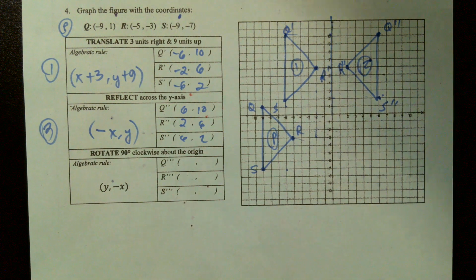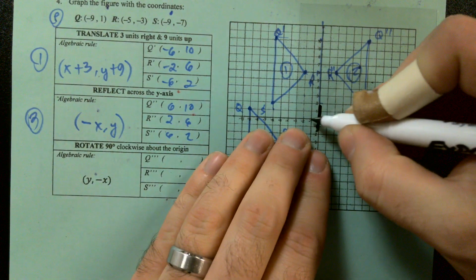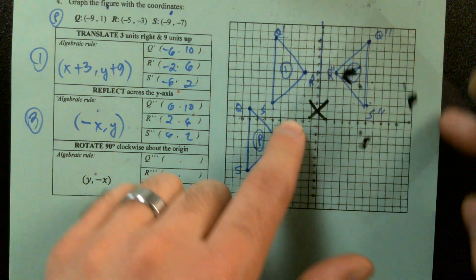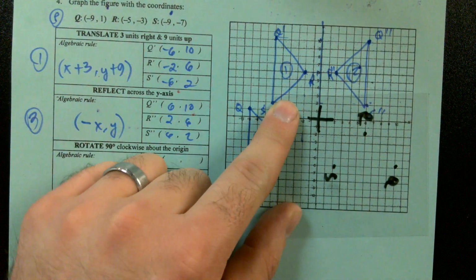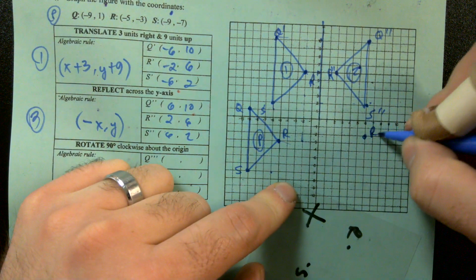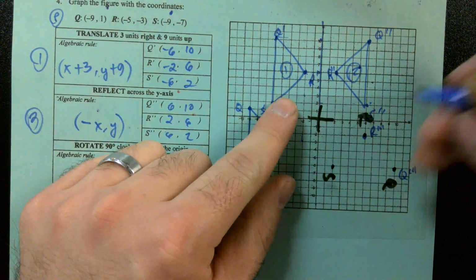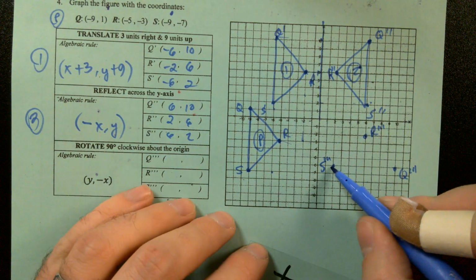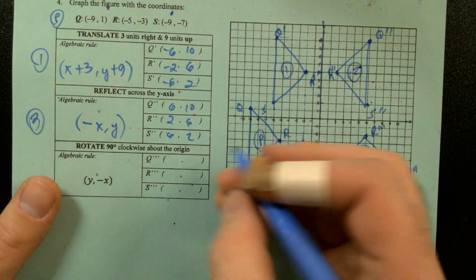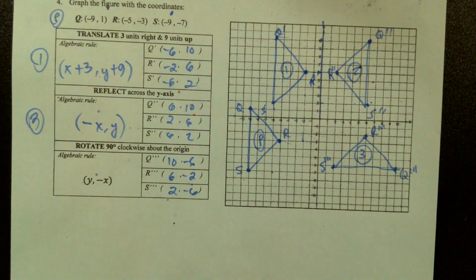Finally, we're going to do a rotation 90 degrees clockwise. What direction is clockwise? To the right. That's right. There's R, there's Q, there's S. I'm going to turn once to the right, the only place I have space to do so, and mark my points. There's R triple prime, Q triple prime, and S triple prime. Boom, boom, boom. We got 10, -6, 6, -2, 2, -6 for my coordinates.